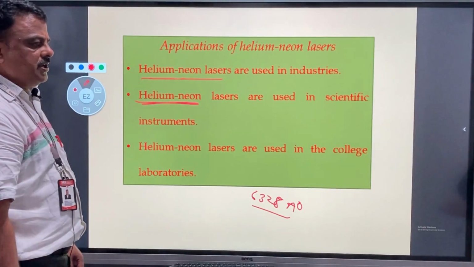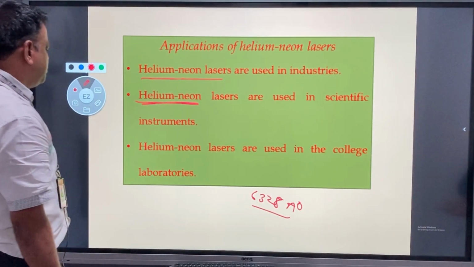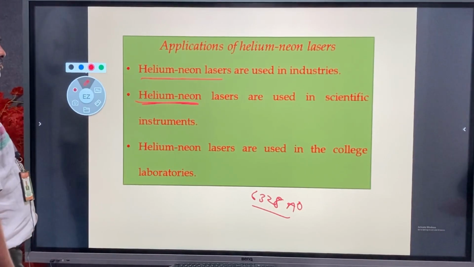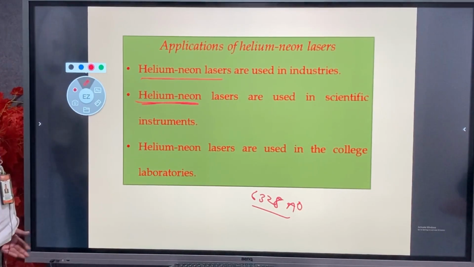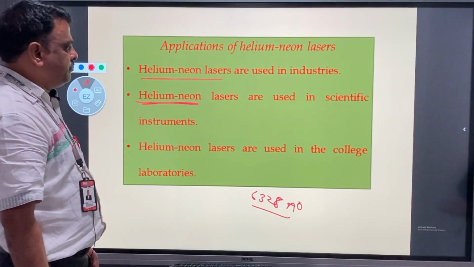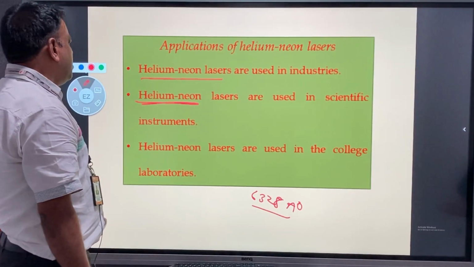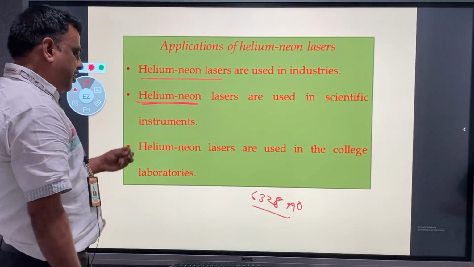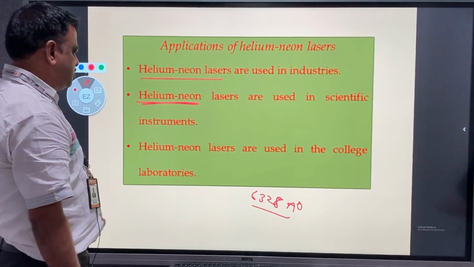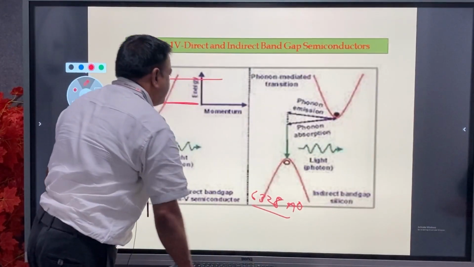Applications of the helium-neon laser. The helium-neon laser is used in barcoding systems and in scientific instruments. It is used in college laboratories, in many industries, and in surgeries. It is used in many applications, in the military and communication fields, and also in barcoding systems and energy storage devices. So these are a number of applications of the helium-neon laser.